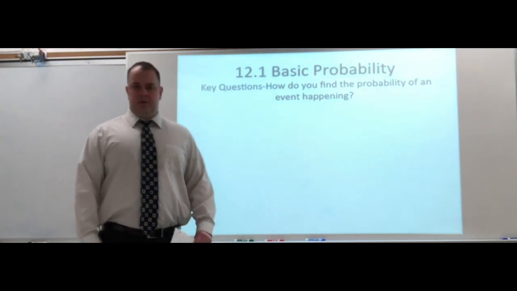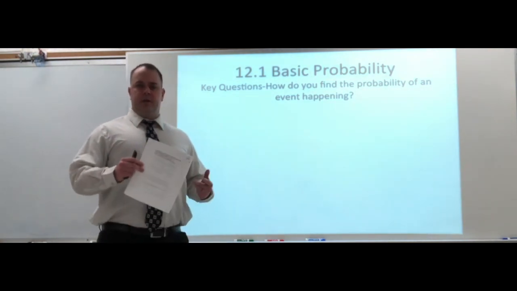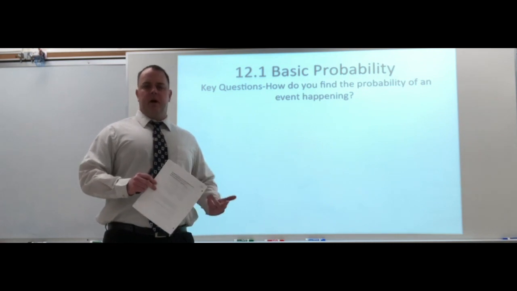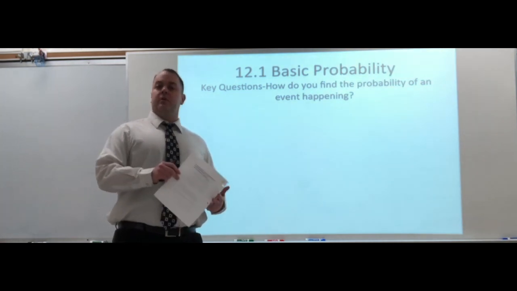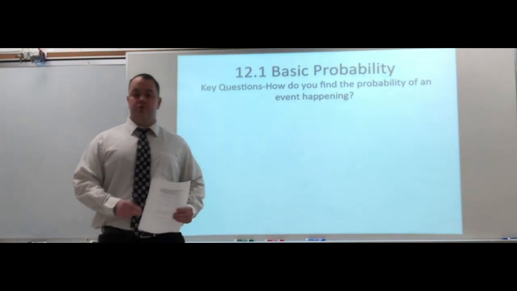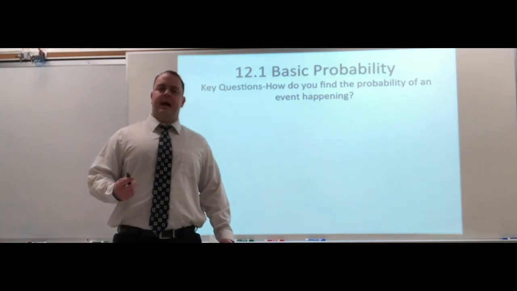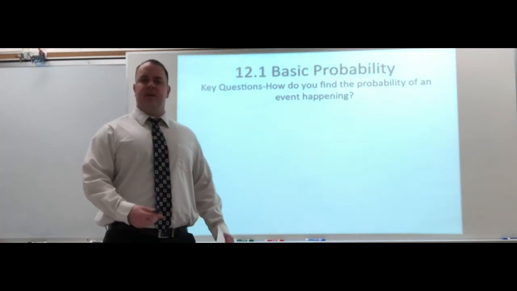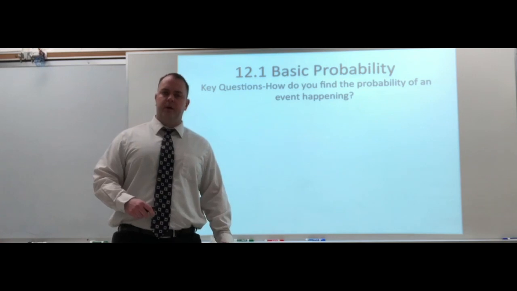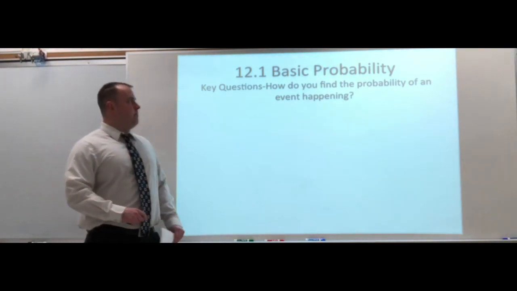Chapter 12 is our probability section. So we're going to split this up into basic probability for 12.1, then we're going to look at the normal curve and the binomial distribution. We end this chapter by looking at some counting, permutations, combinations, how many ways things can be put in order. Okay? So 12.1, basic probability.